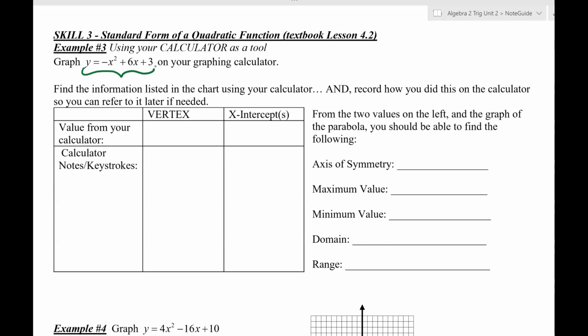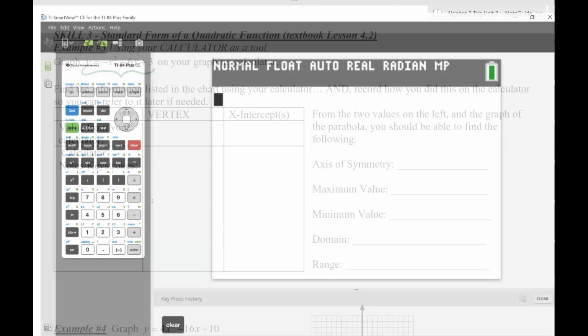So we're going to go and actually type this into our calculator. And if you struggle with the graphing calculator and you're trying to use it, there are some resources on our class resource page that you can access right from our home page on Canvas. So I'm going to type this into the calculator.